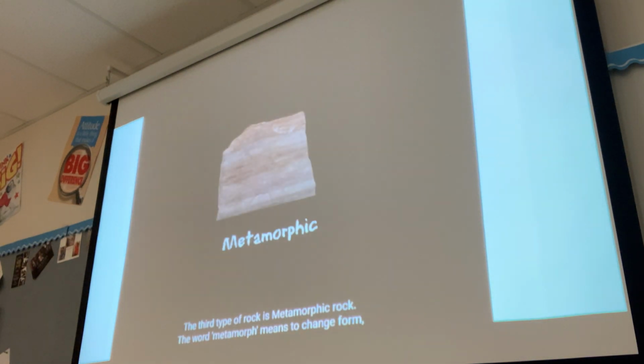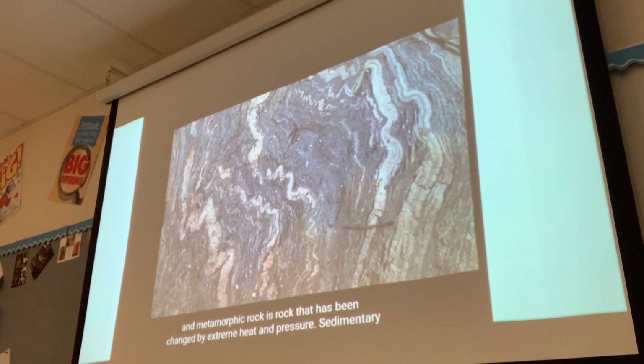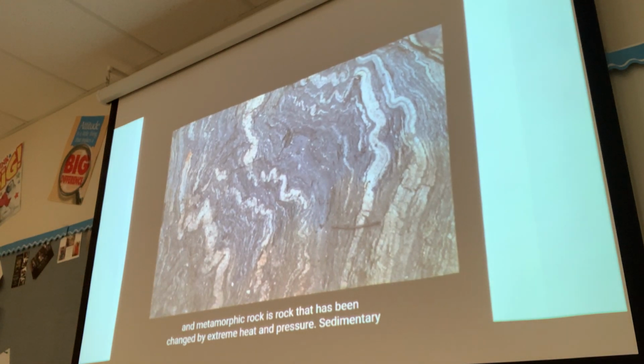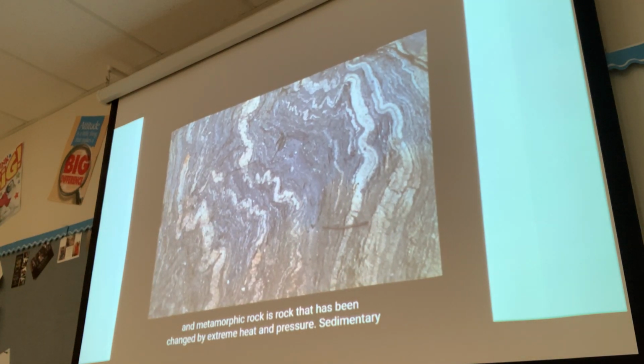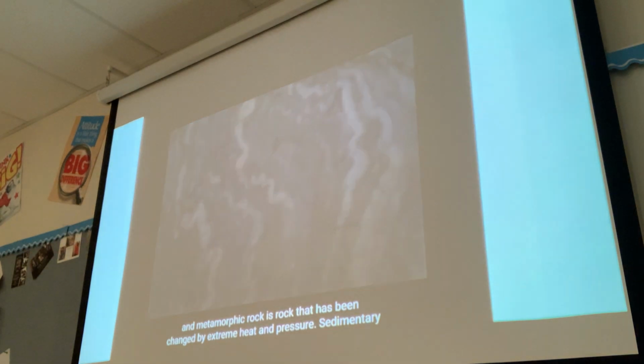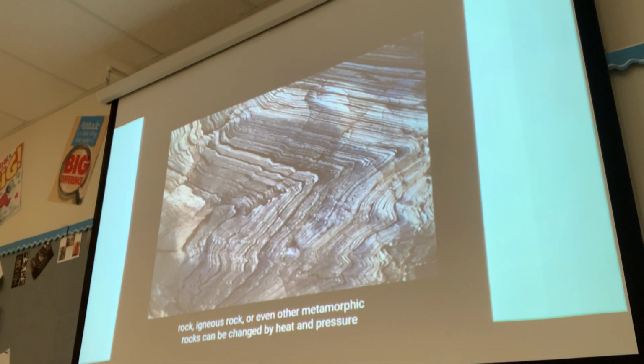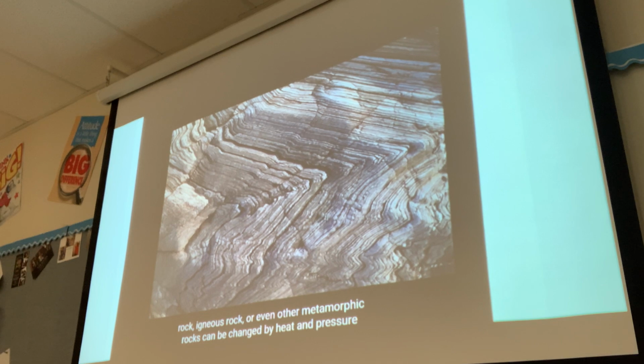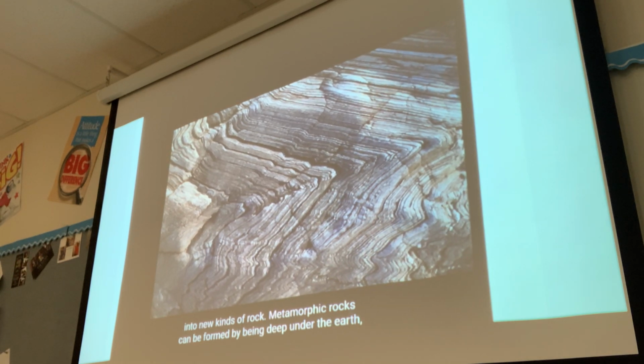The third type of rock is metamorphic rock. The word metamorph means to change form, and metamorphic rock is rock that has been changed by extreme heat and pressure. Sedimentary rock, igneous rock, or even other metamorphic rocks can be changed by heat and pressure into new kinds of rock.